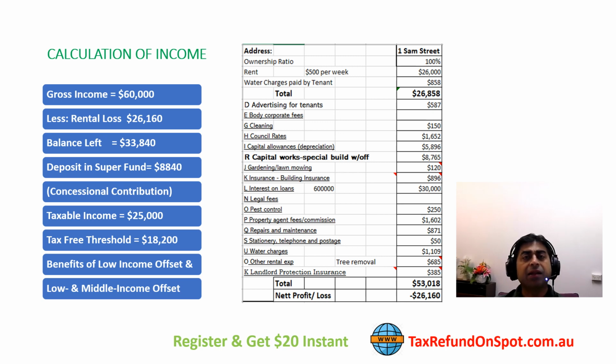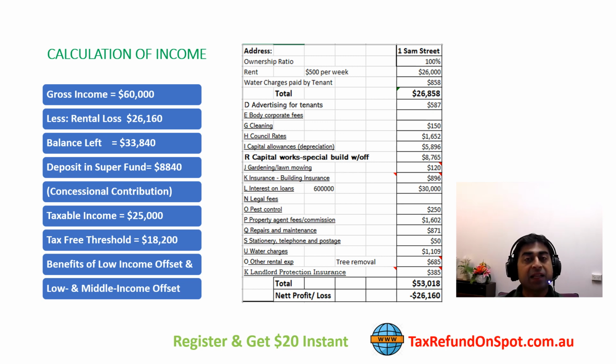So taxable income reduces by this concessional contribution. We are assuming that Mr. John Citizen is near retirement age, so he can get most of the super he's depositing, 85% of it, back. Maybe in 1, 2 or 3 years when he retires, he will get the entire amount back. So his taxable income goes from 60,000 to 33,800 after the rental loss. Then he makes the super contribution, so his net taxable income comes to 25,000. Now how much is the tax on $25,000? We will see in the next slide.